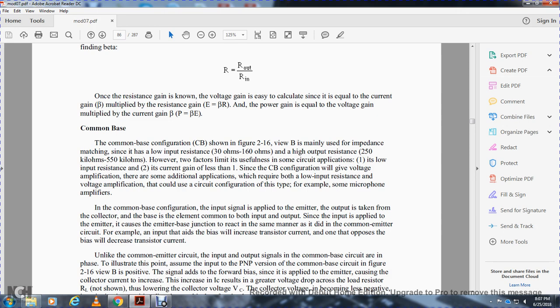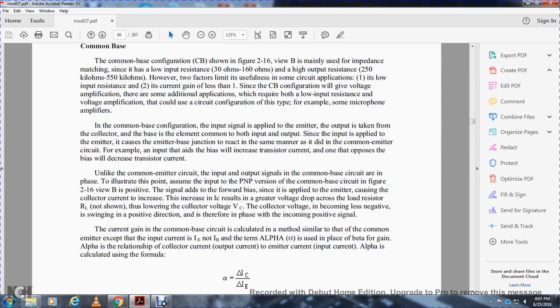In the common base configuration, the input signal is applied to the emitter and the output is taken from the collector, with the base as the element common to both input and output. The input is supplied to the emitter of the emitter-base junction, the same emitter as in the common emitter circuit. For example, an input that aids the bias will increase the transistor current, while one that opposes the bias will decrease the transistor current.